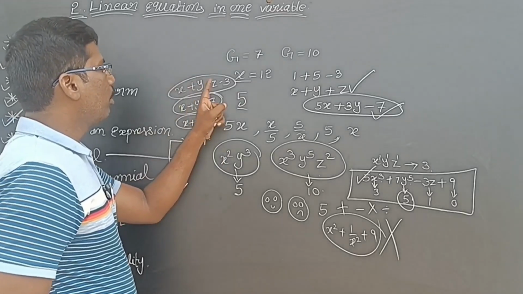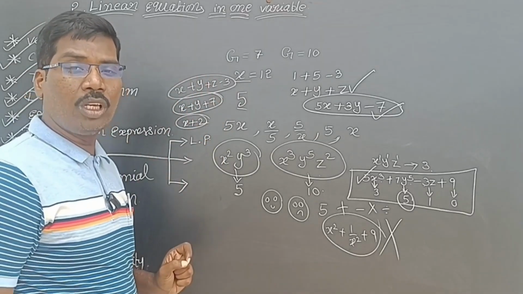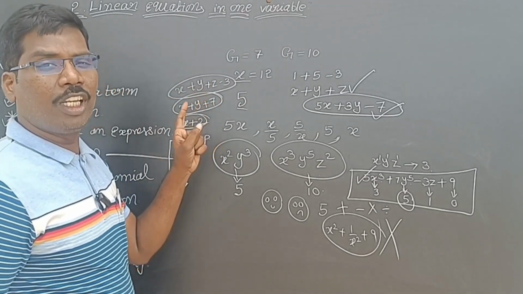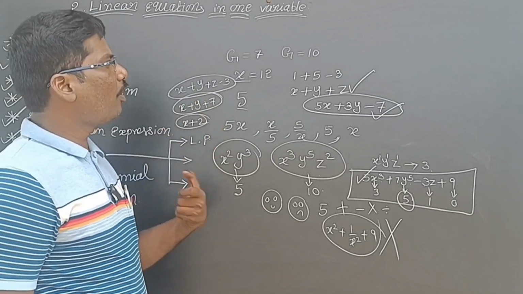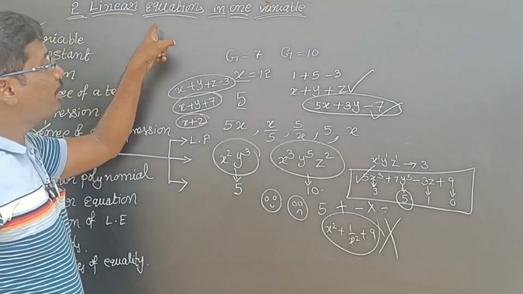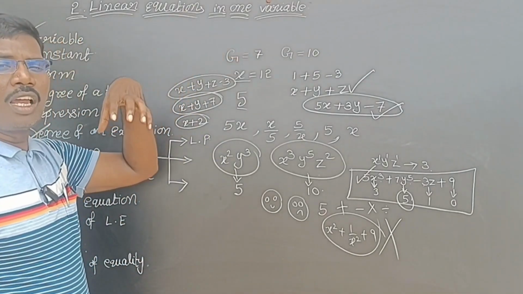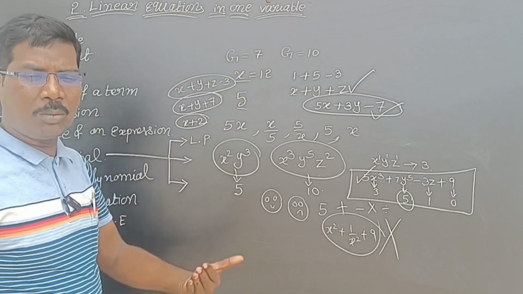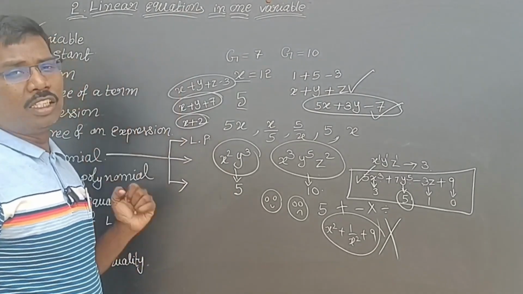x plus y plus z minus 3 is a linear polynomial in 3 variables. Our lesson is linear equations in one variable. Now we are learning linear polynomial, so that the next step we can understand our lesson.